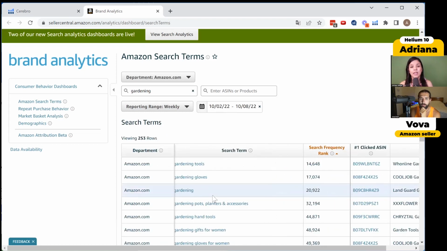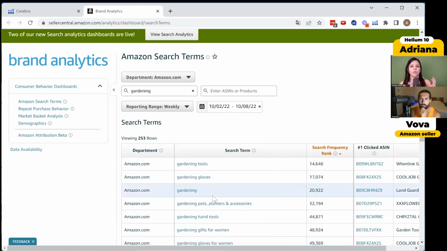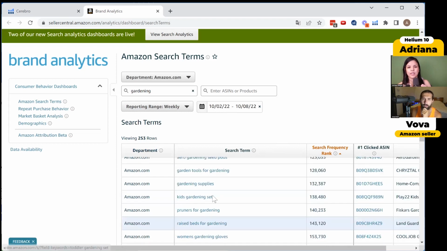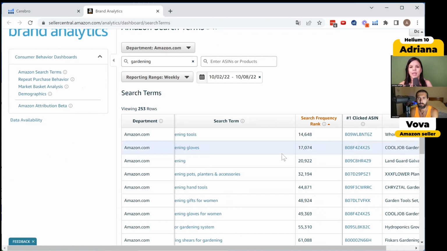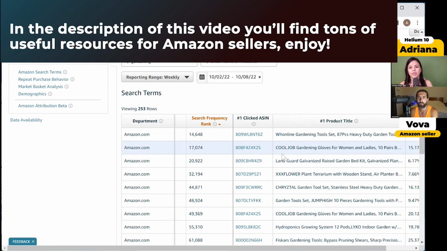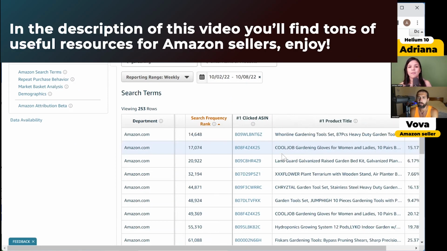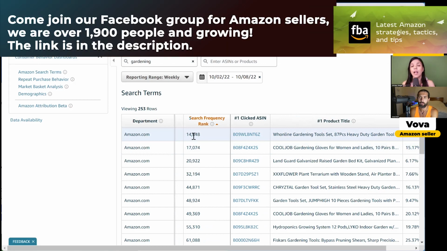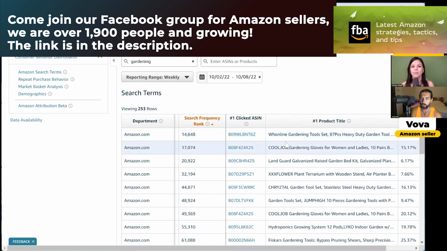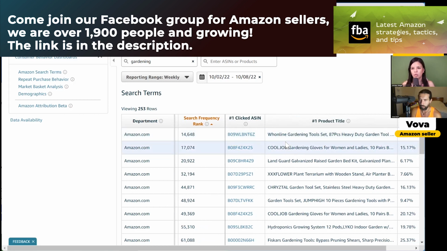And so in here, we find, of course, several different keywords. We see gardening tools, globes, pots, planters, etc. And you'll see, if you scroll to the right, that we have information here. First of all, when it comes to data for search, for this keyword, the lower the number, in this case, that means it has a higher amount of searches. That's correct, right, Boba? Yes, that's true. Search frequency rank, the lower it is, the more searches it gets. More demand. Okay.